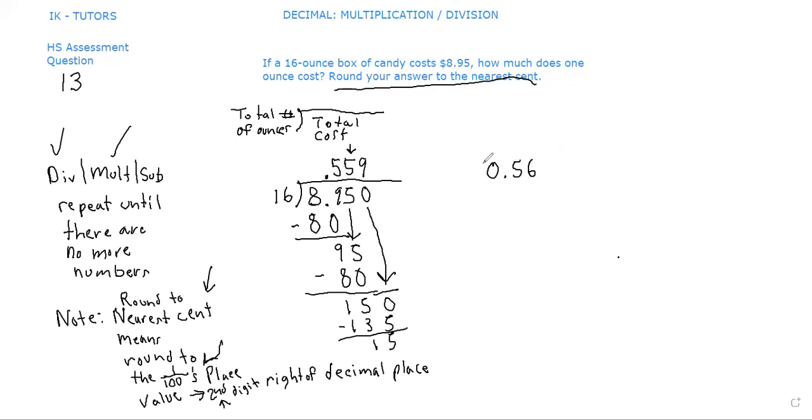So this is 56 cents. What does that mean? It means that when they ask us how much does 1 ounce cost, 1 ounce costs 56 cents. And that is our answer.